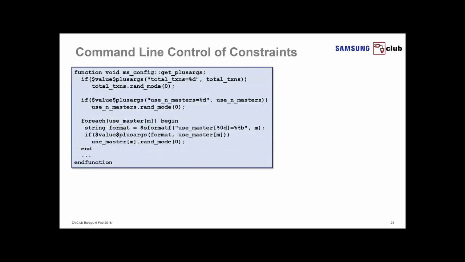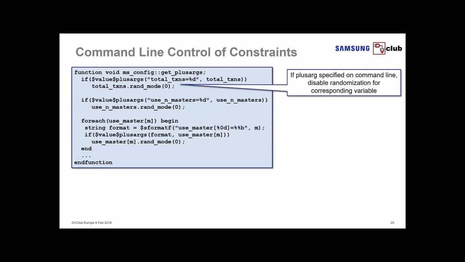All right, so here's an example where I wrote a function called get_plus_args, and what that will do is, for the total number of transactions, if that option is specified on the command line, we'll grab the number of total transactions and at the same time disable randomization for that variable by setting its rand_mode to 0. So now I've pinned the total number of transactions to a specific value. All the other variables are still free to be randomized as needed, but this particular one has a fixed value and will not be randomized.